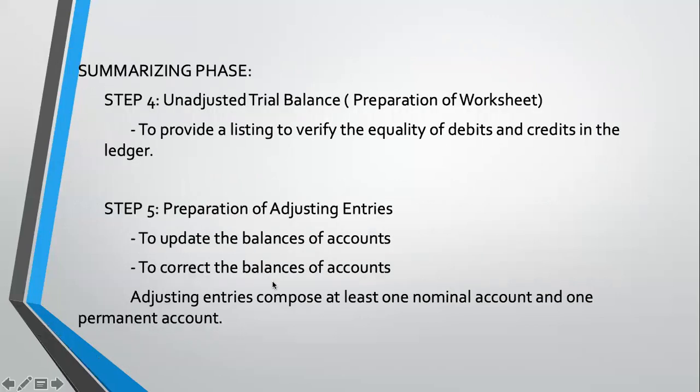Next is the summarizing phase. So step 4, that is the unadjusted trial balance. So this is now the starting point of the preparation of your worksheet. So this is the first line item in your worksheet, unadjusted trial balance.